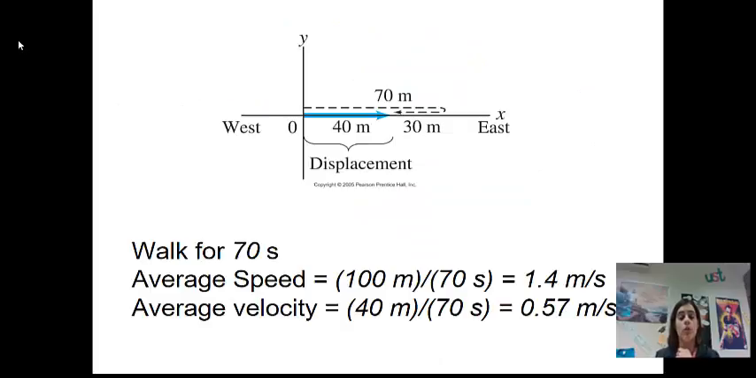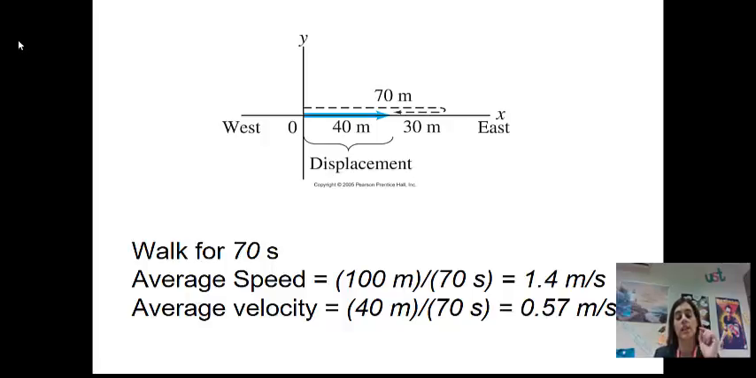Okay, so just a real simple, quick example. Someone goes for a walk for 70 seconds, and they walk a total distance of 100 meters. So the average speed is going to be 100 meters divided by 70 seconds to yield an average speed of 1.4 meters per second. However, if you look at average velocity, because the person went 70 meters east and then came back 30 meters west, there's only a displacement of 40 meters east.